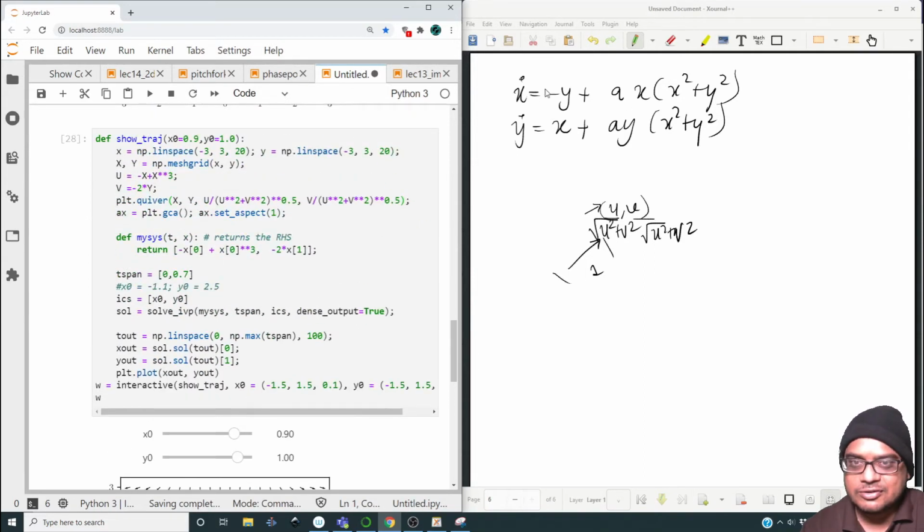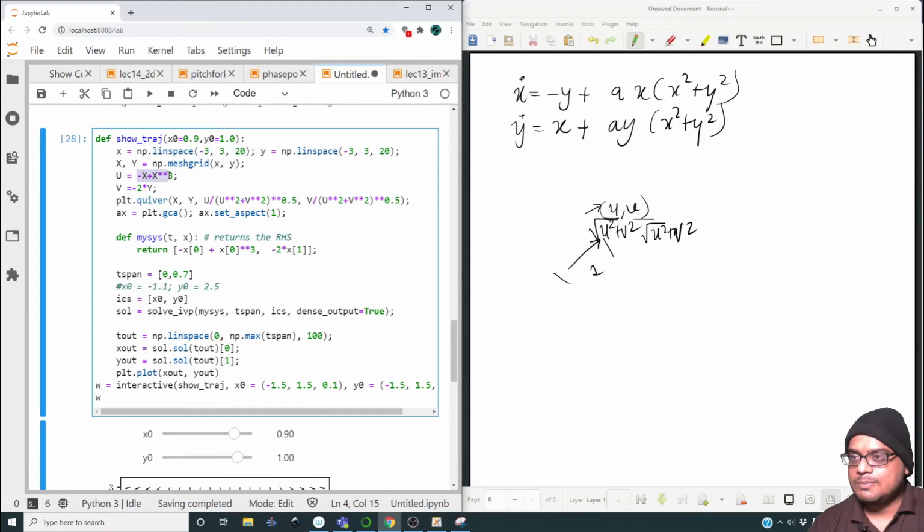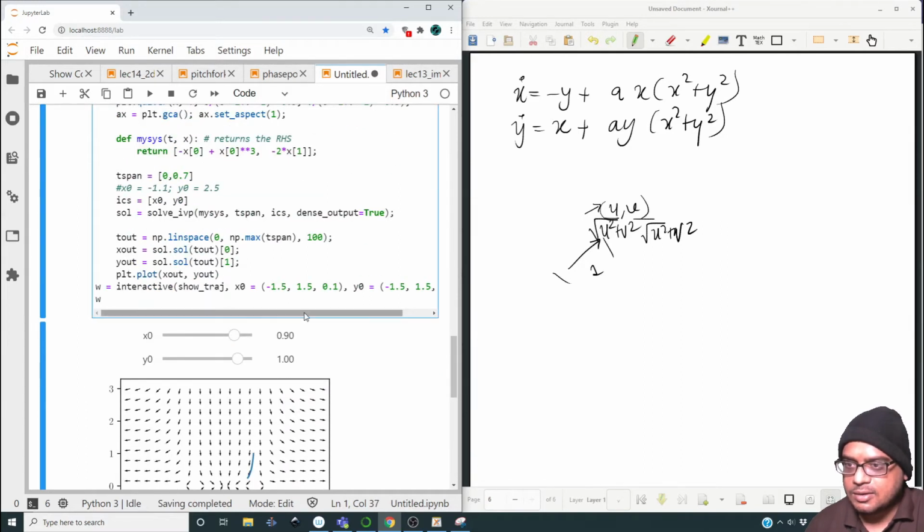So let us change the function so that we have this function over here. This will be minus y plus a times x times x squared plus y squared, and this will be x plus a times y times x squared plus y squared. So let us pass a as a parameter to the problem. Let it be 1.0 at the outset.